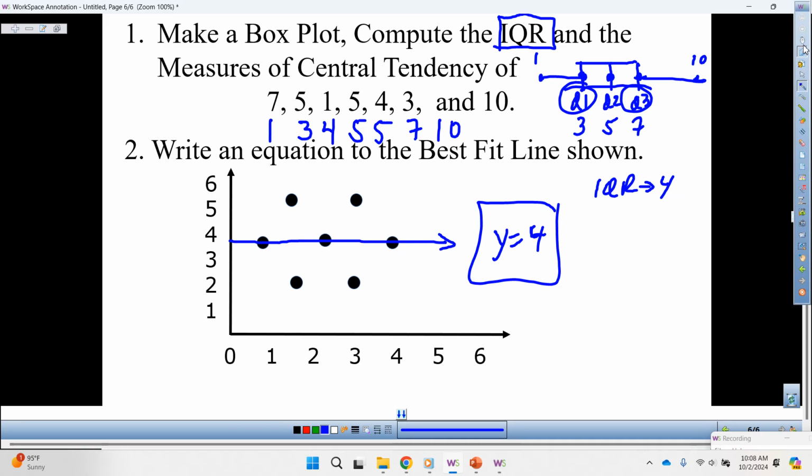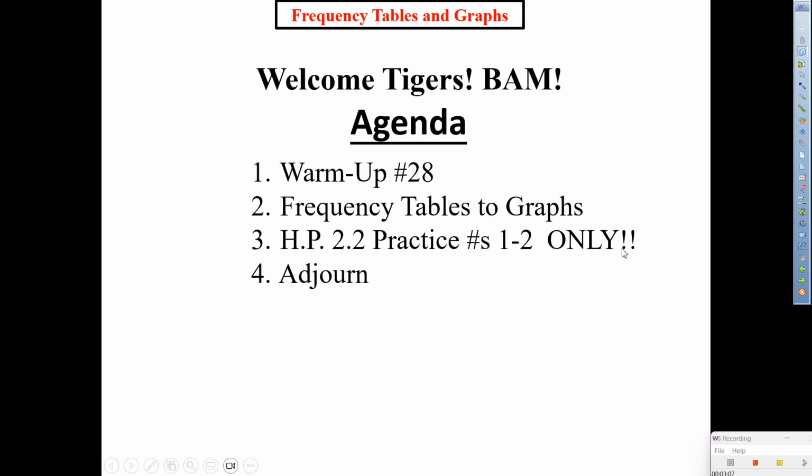All right, copy the agenda, please. Send me your warm-up as soon as you can. Warm-up number 28, frequency tables and graphs. Today's home play is from 2.2, practice problems 1 and 2 only. Also, last night was home play only 2 problems. So go to Canvas, turn that in. You're going to see a new module appear where you click on modules. It's titled Chapter 2, Tables and Graphs, Frequency Tables and Graphs. Turn that in.